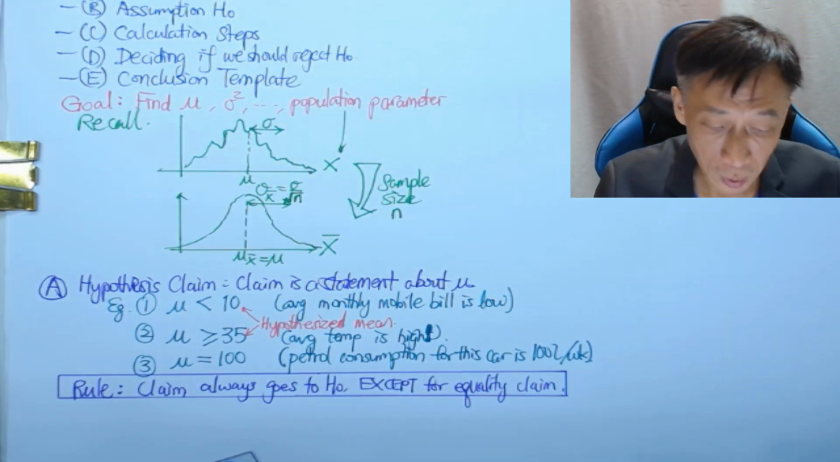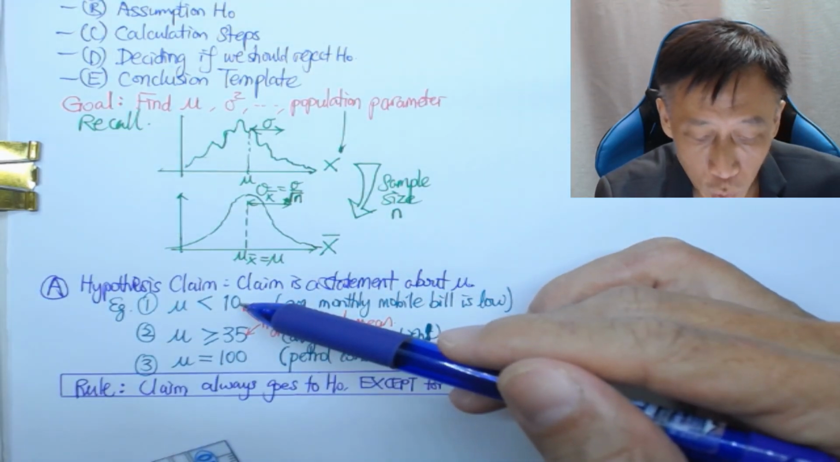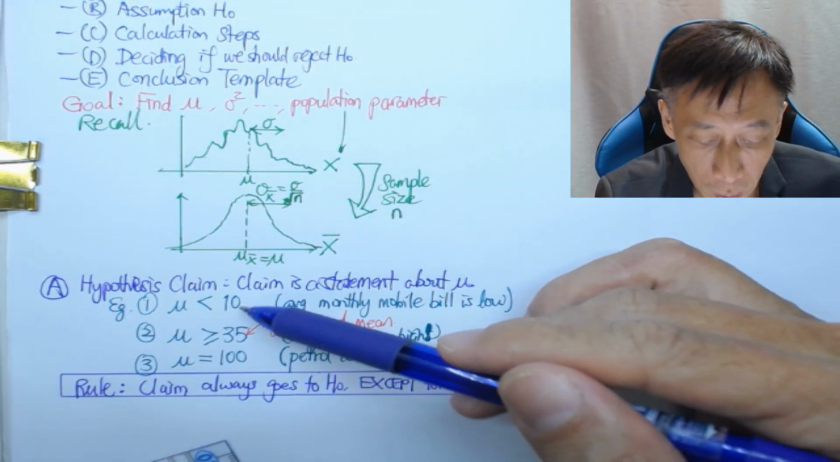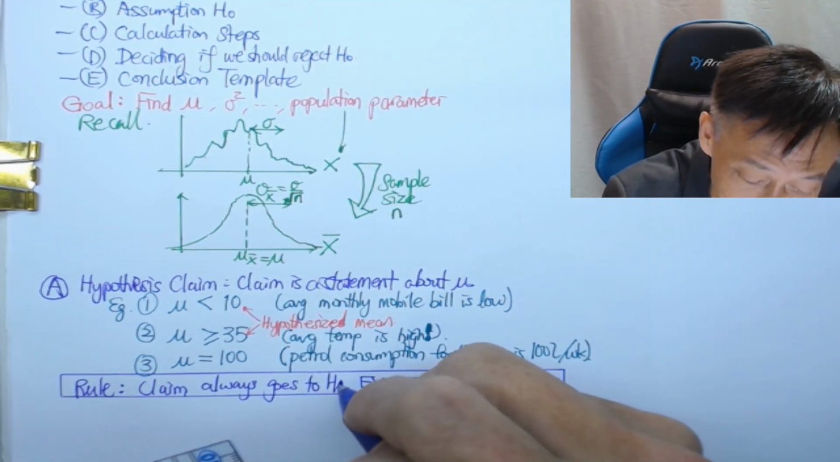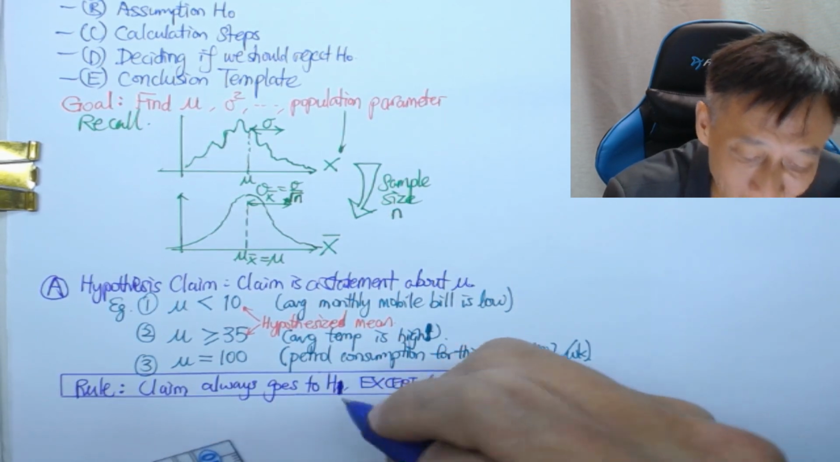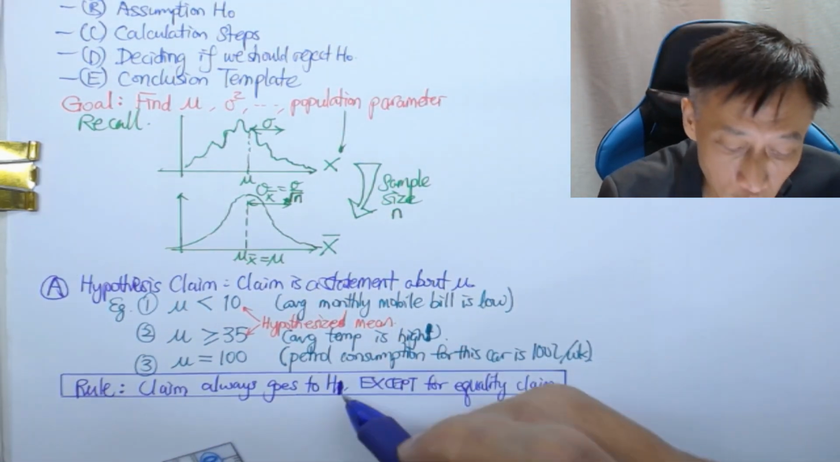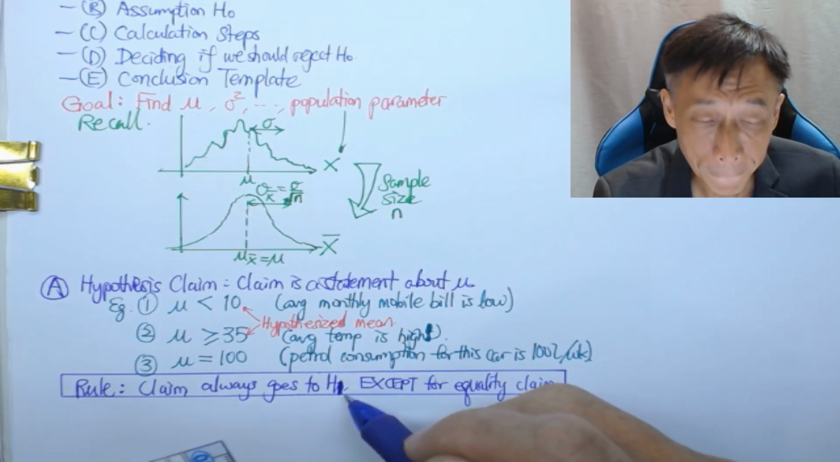Okay, so in other words, this rule says situation number one, the claim always goes to, sorry, I wrote wrongly. Almost inverted the whole thing. Okay, so the claim always goes to H1. Okay, claim always goes to what we call the alternative hypothesis, H1.